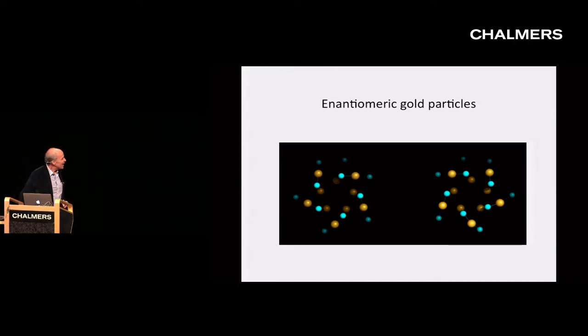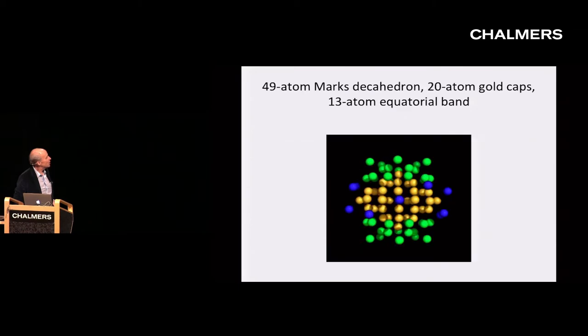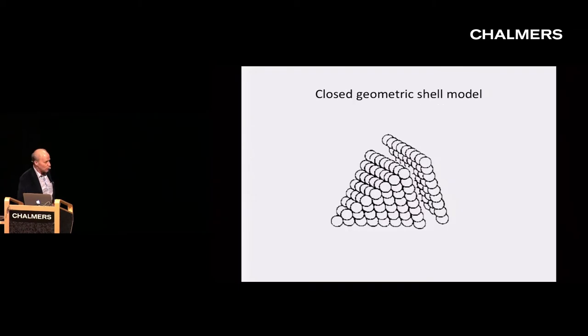The lack of symmetry is what rules out what was the commonly held idea for how large stable particles might be formed. A popular notion was that they would arise from filling geometric shells. This is clearly not the case because that equatorial band that I mentioned is asymmetric, and there are missing places for gold atoms. There are gaps in the structure.